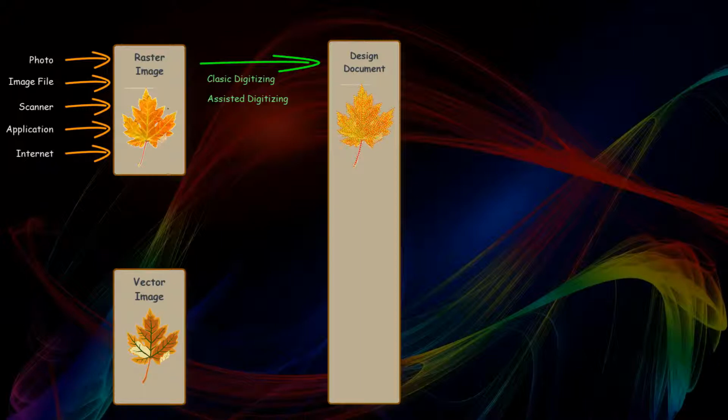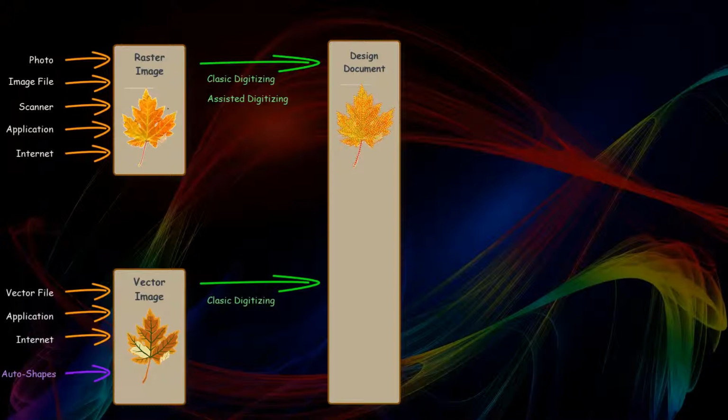The user can also start a design using a vector image from a graphic vector file, a vector image created in some graphic application, a vector image downloaded from the internet, or the user can simply create new shapes on the fly. When art comes from vector images, digitizing is accurate and immediate.